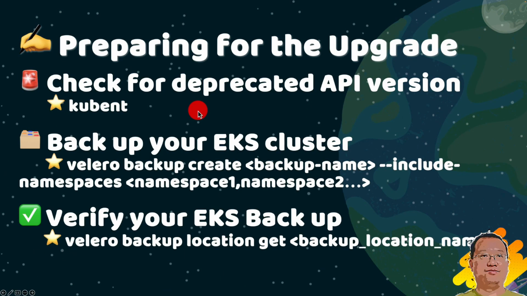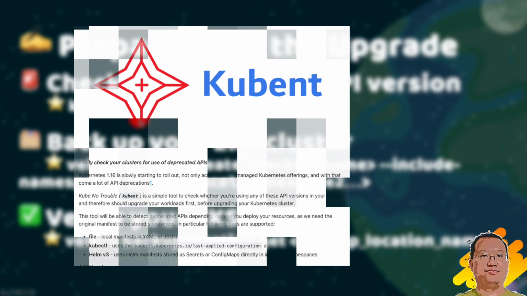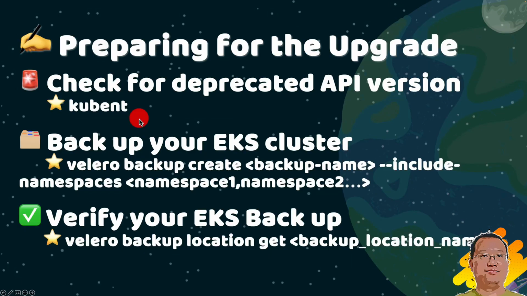Clean up old stuff. Sometimes our cluster may use outdated software called APIs. Think of them like instructions for the cluster to understand our applications. We can use a tool called kubent (Kube-no-trouble) to scan our cluster and see if there are any outdated APIs. If we find any, we'll need to upgrade them before upgrading the cluster.